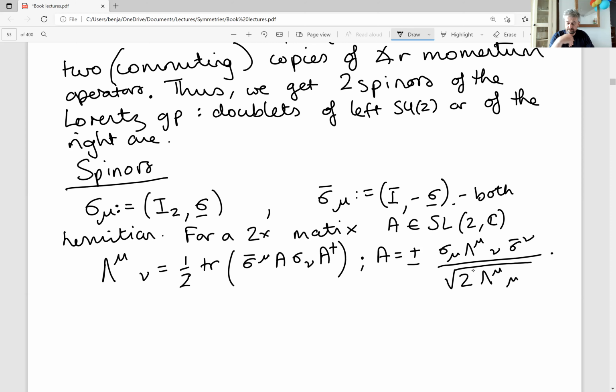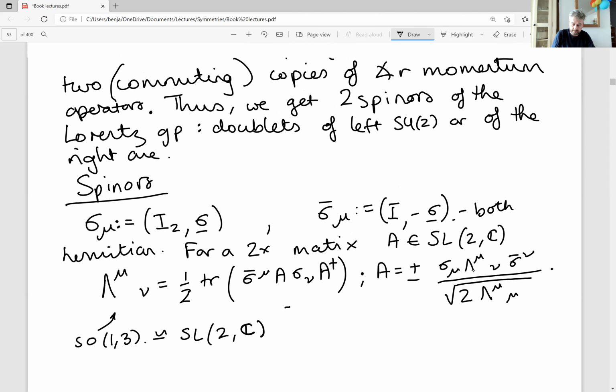So this takes us on a map between SO(1,3) and SL(2,C). But of course, we have this Z2 given by the two different signs of A. So we have that SO(1,3) is isomorphic, through this map, to SL(2,C) over Z2.